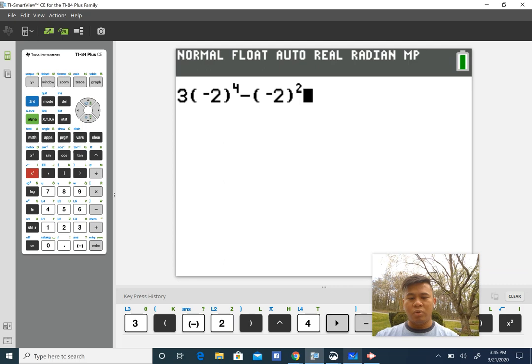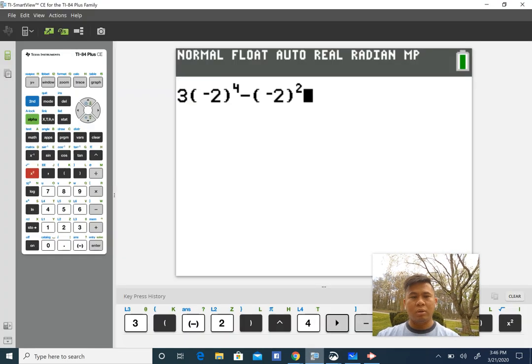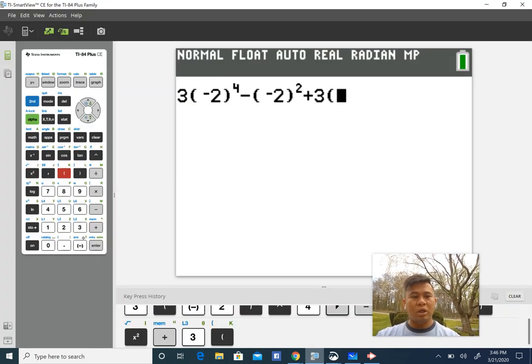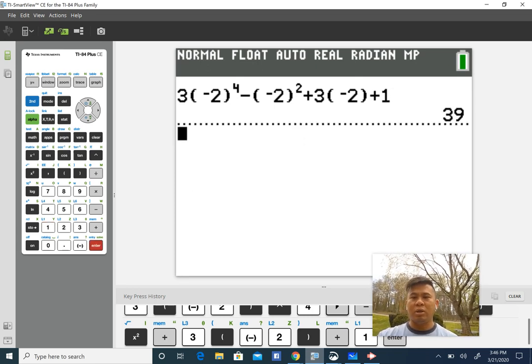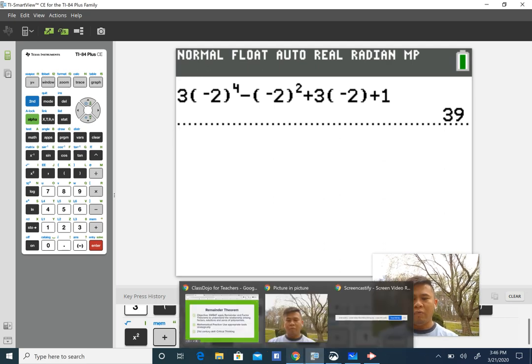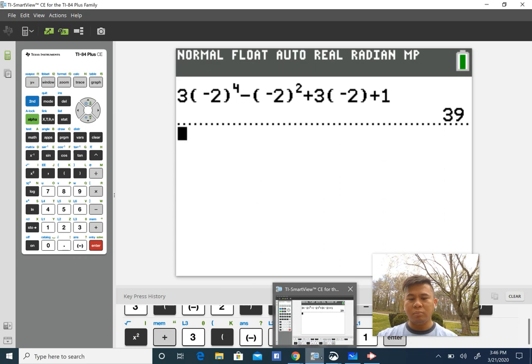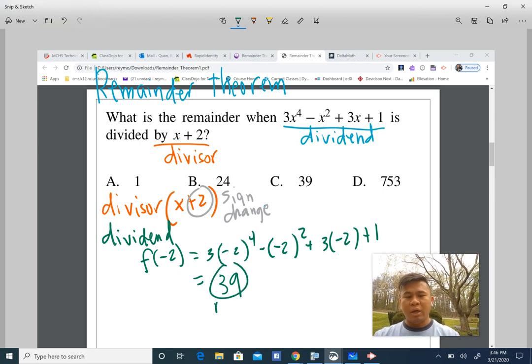And the last two terms are the following: 3 times negative 2 plus 1. So that would be plus 3 times negative 2 plus 1. Again, make sure that everything is inside the parentheses, especially that negative 2. In this case, press enter. That's 39. I'm using a TI-84 calculator, but obviously you can use any calculator available to you. So in here, the answer will be 39, and that will be my remainder for this case.